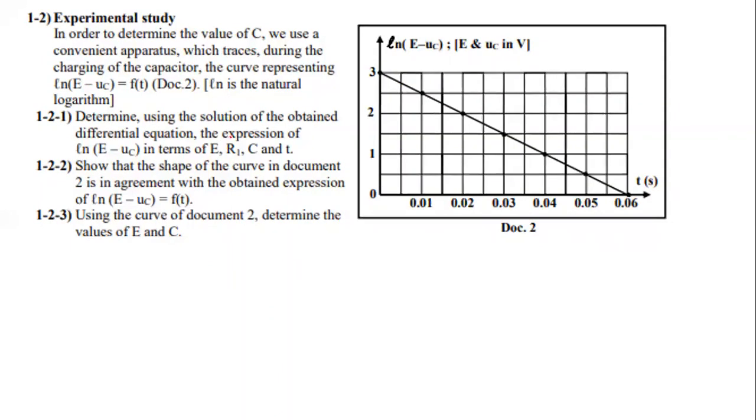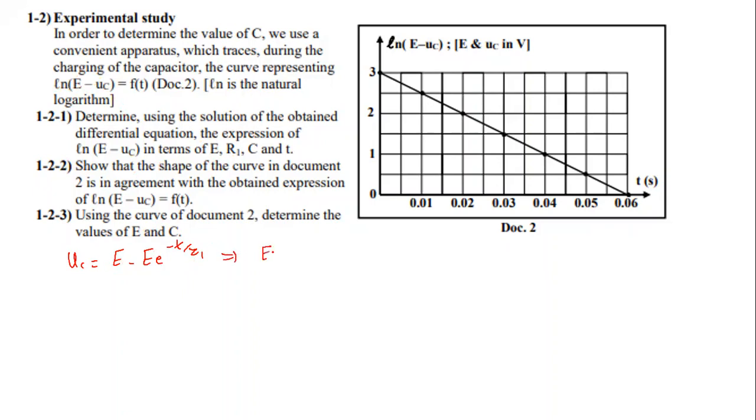Part 1, determine using the solution of the obtained differential equation the expression of ln(E minus UC). We already have that the solution of the differential equation is of the form UC equals E times (1 minus e to the power of minus T over tau1). Then the question is to find ln of E minus UC. So first I'll bring E minus UC to one side.